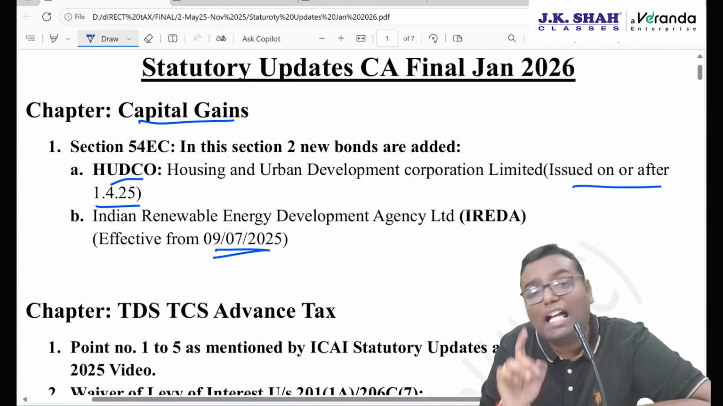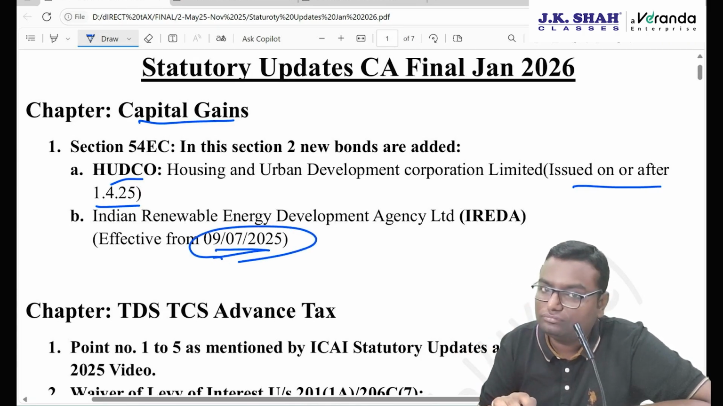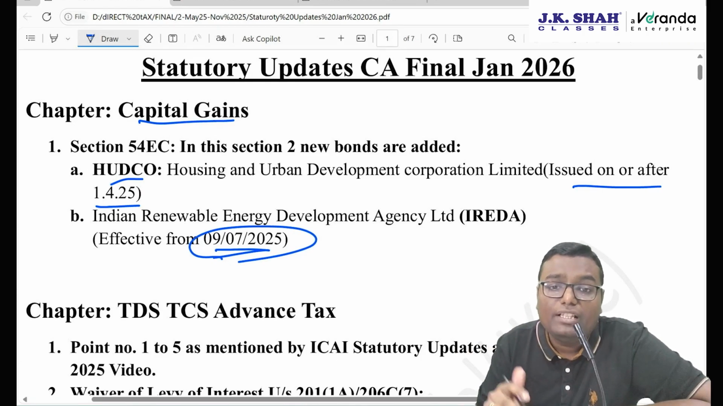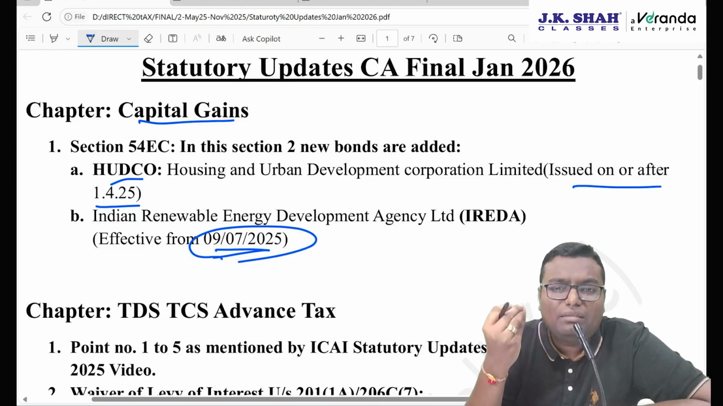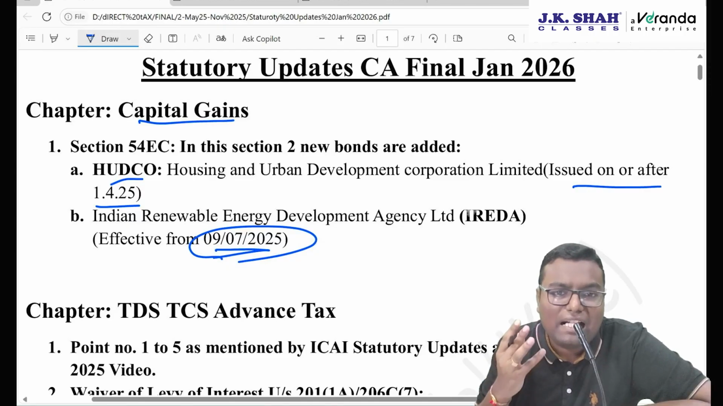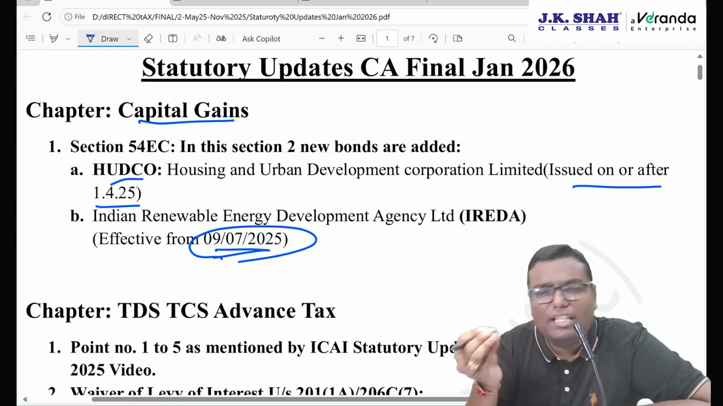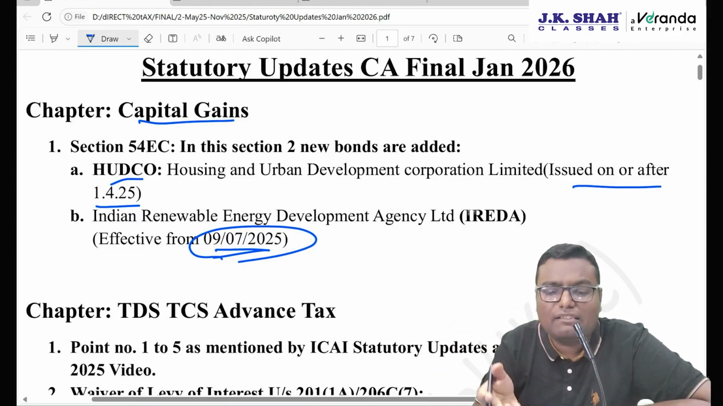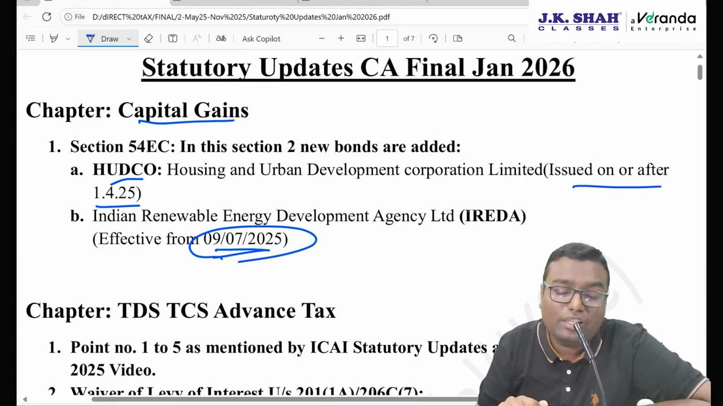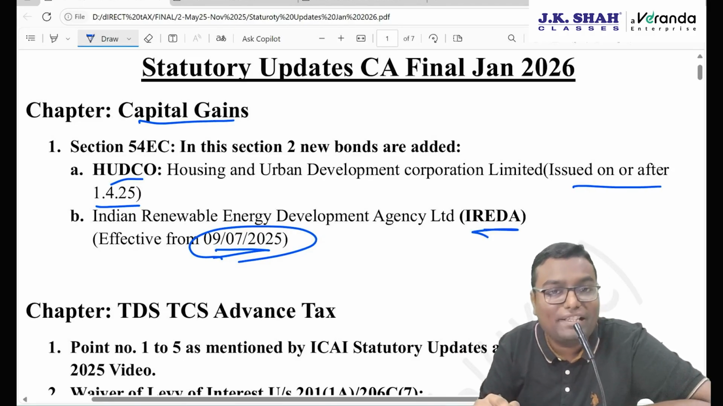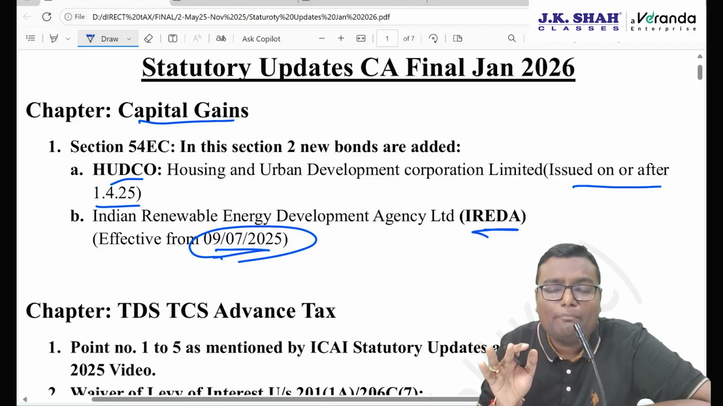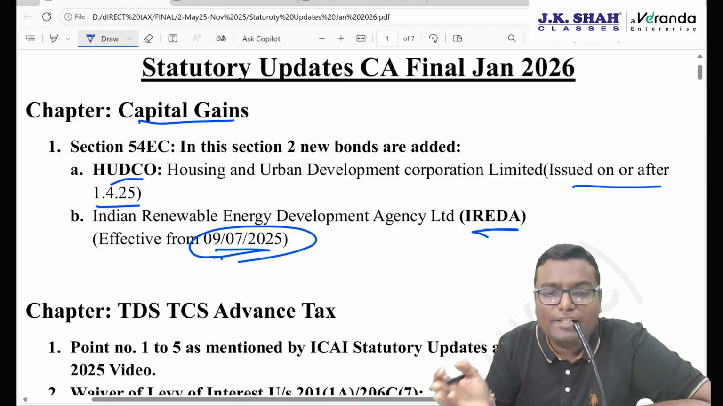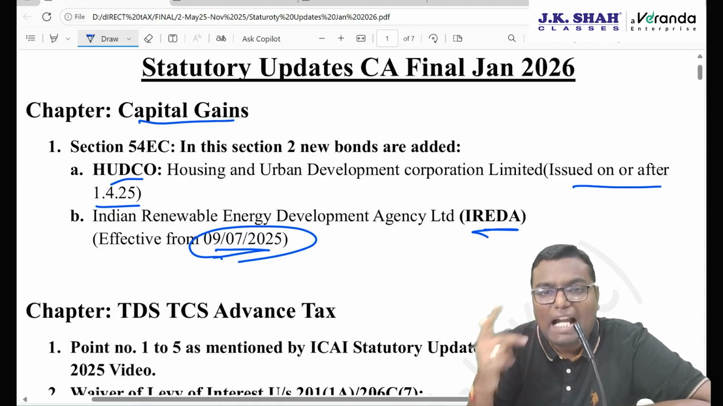after 9th July 2025. Now please understand, if the capital gain is somewhere in the month of January, February or March, let's say in March, I can still use this particular bond. In the statutory update PDF, this particular bond is not mentioned, which I have mentioned additionally, because this is also issued by CBDT much prior to this statutory update PDF being released. So two bonds are added to this list.